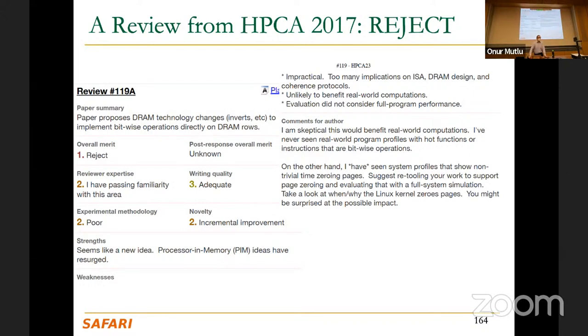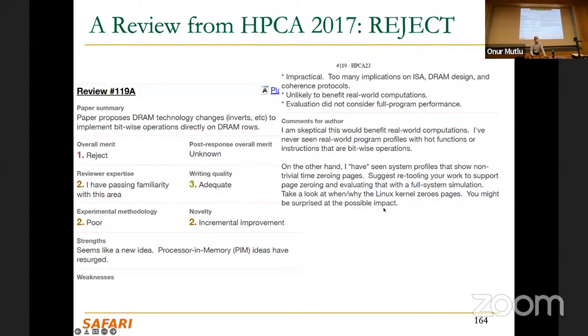Yeah, exactly. Drivers, okay. This is actually funny and sloppy and annoying at the same time, I would say. But the real funny part is actually coming. I mean, the rest you can criticize, of course, right? And this is very interesting. On the other hand, I have seen system profiles that show non-trivial time zeroing pages. Suggest retooling your work to support page zeroing and evaluating that with a full system simulation. Take a look at when, why the Linux kernel zeros pages. You might be surprised at this possible impact.